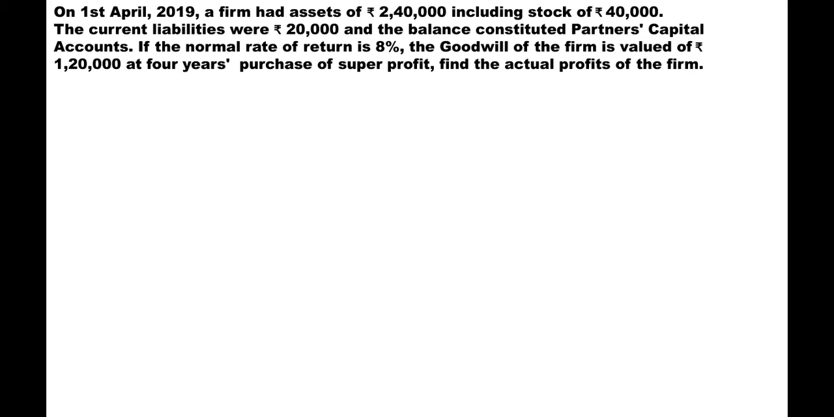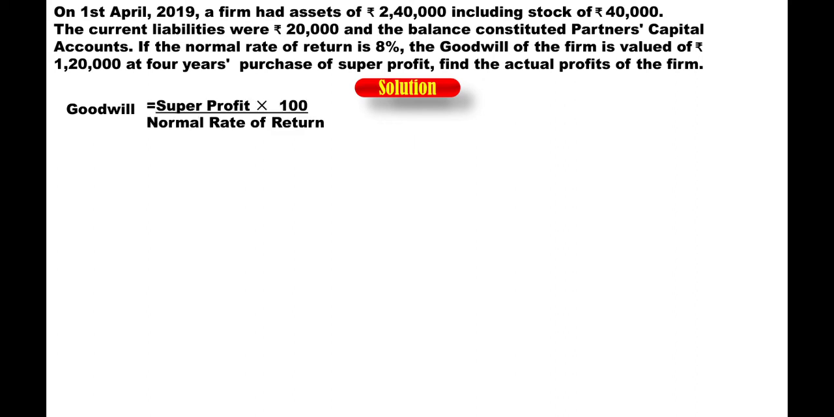It means in this question the goodwill is already given. We need to find out the average profit. How will it be calculated? Here is the solution. Goodwill equals super profit multiplied by 100 divided by normal rate of return. Goodwill is already given in the question, that is 1,20,000, equals super profit multiplied by 100 divided by 100. So we can easily get the super profit by doing some mathematical trick.